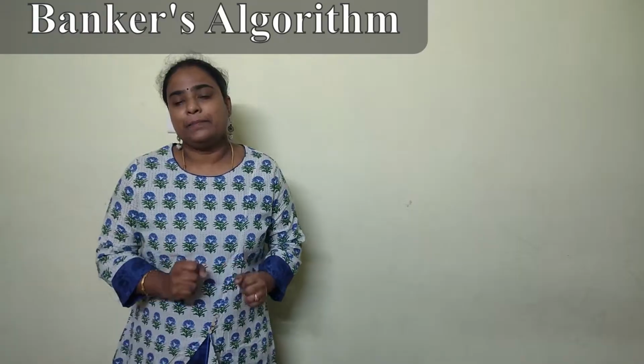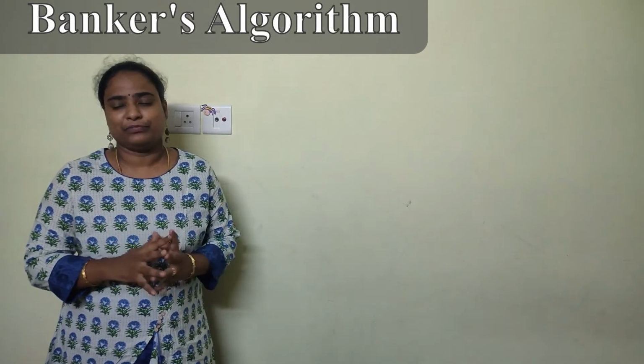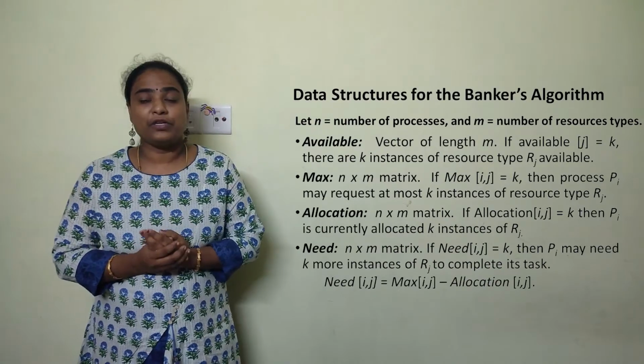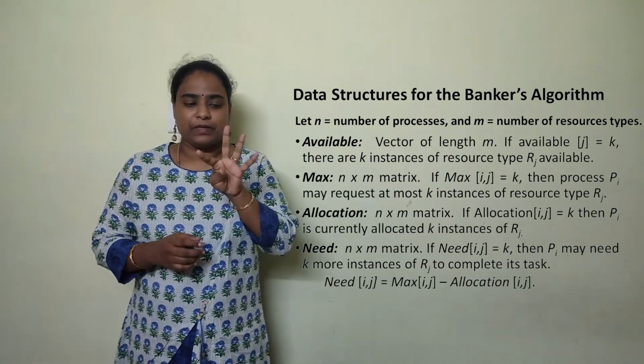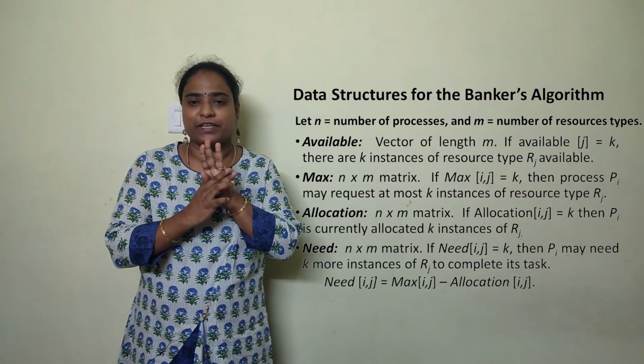So let us get into the Banker's algorithm. In Banker's algorithm we are using a few data structures. Data structures means matrix, array. Here we are going to use 4 data structures. 3 are matrices and 1 is an array or a vector, we can say.